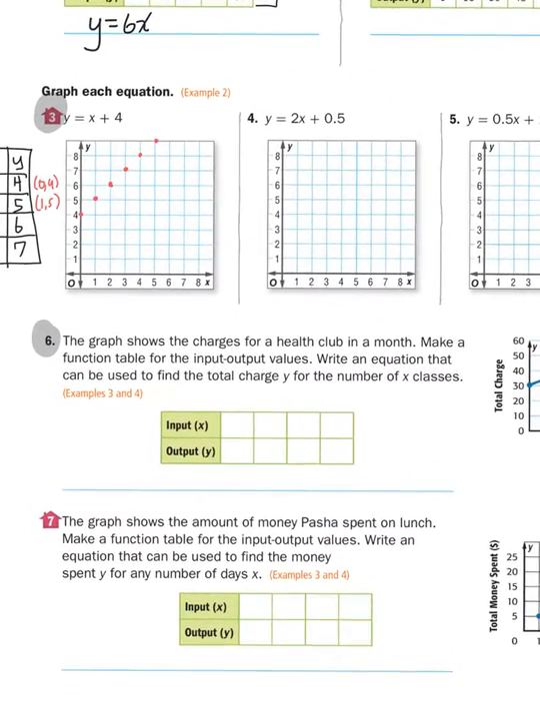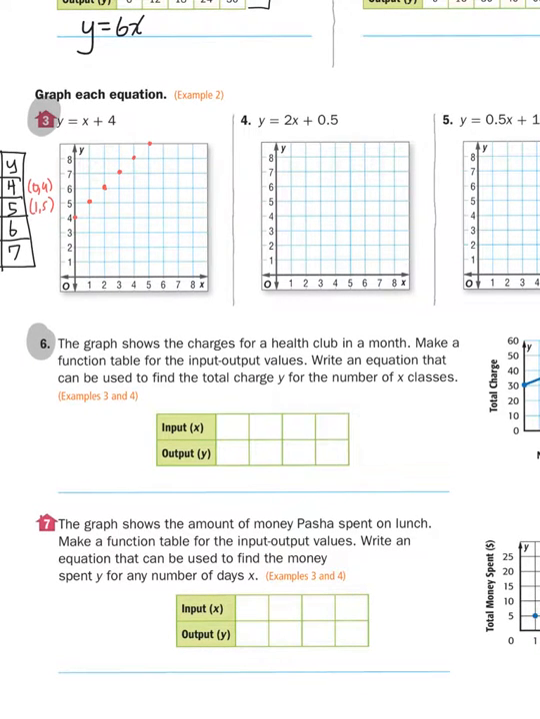Last is number 6. Number 6, we'll read it and I'll show you what to do. It says the graph shows the charges for a health club in a month. Make a function table for the input-output values, then write an equation that can be used to find the total charge y for the number of classes x. So we have a couple things to do here. Thing 1, we have to make a function table from the graph. Then we have to write an equation. So let's go over and check out this graph.